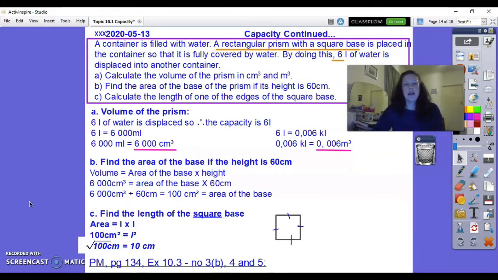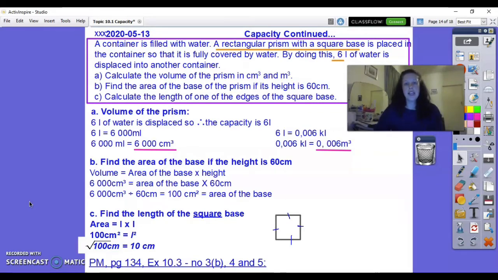Today I want to talk about another capacity problem. I'd like to go over it with you step by step so that you can have a clear understanding of what is expected from you and how to calculate each problem. Right, so a container is filled with water. A rectangular prism with a square base is placed in the container so that it is fully covered by water. By doing this, 6 liters of water is displaced into another container.